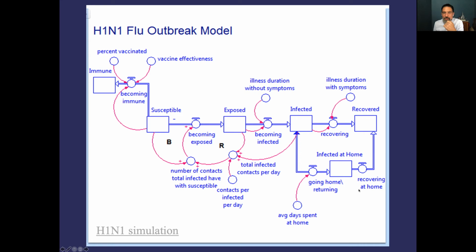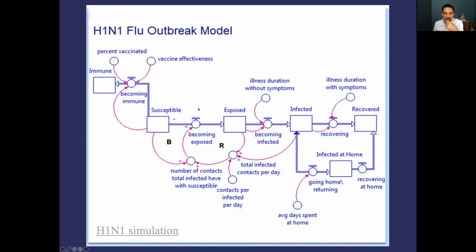And each one of the circles represents a parameter that the model uses for an input. So what's the percent vaccinated at the time of the start of the model? What's the effectiveness of the vaccine? And information about the number of infected contacts per day, the total number of contacts per day, the risk of exposures. All of these things are explicitly described in the model here.